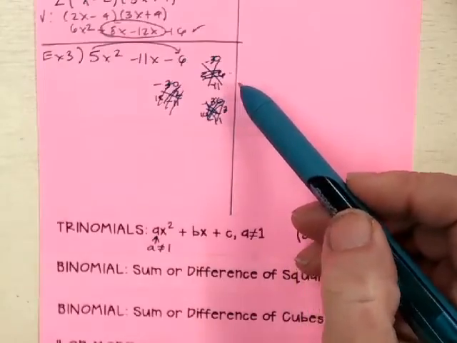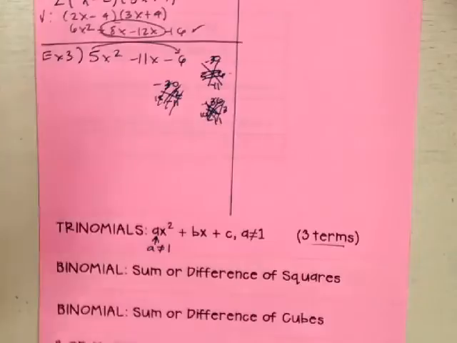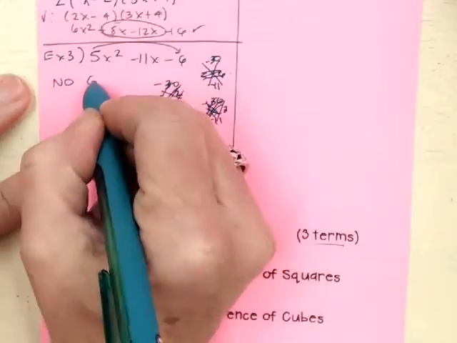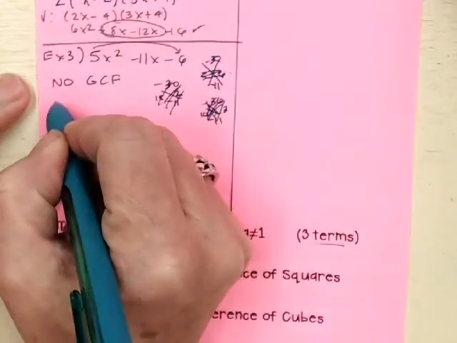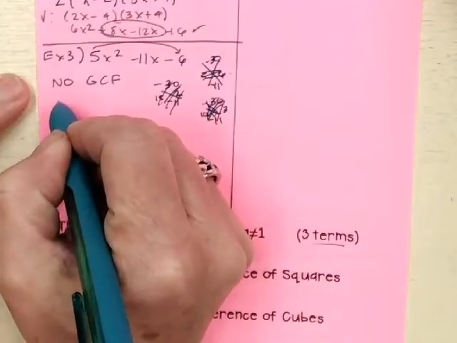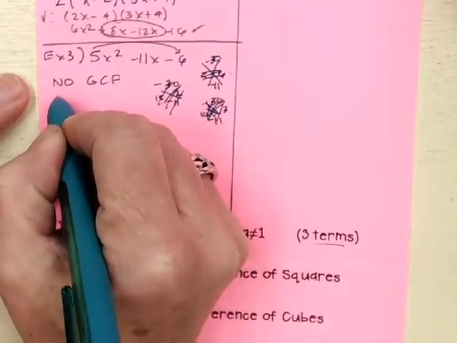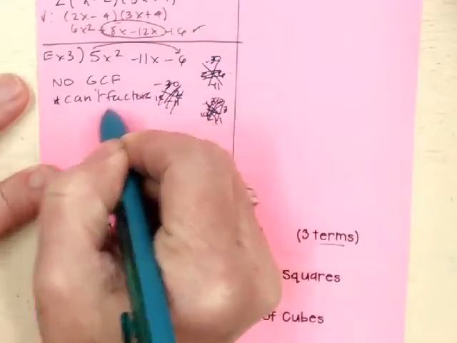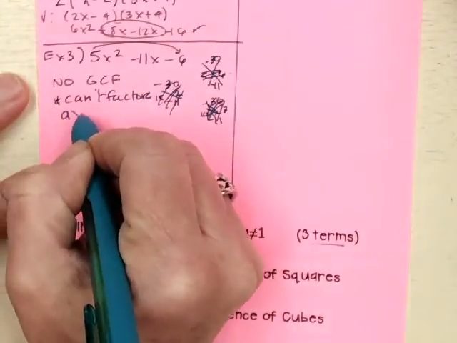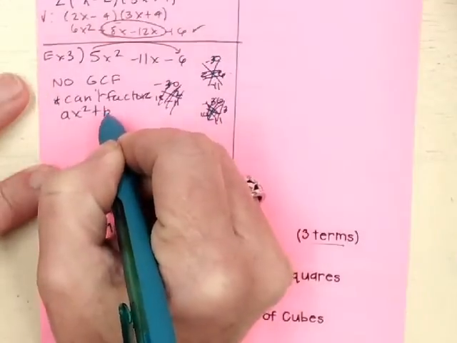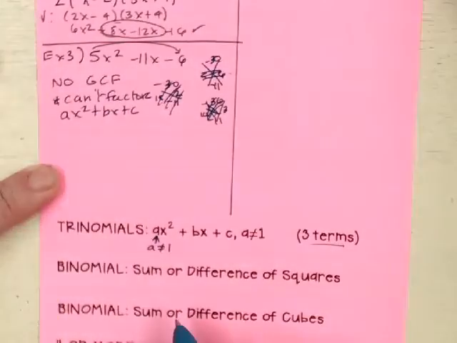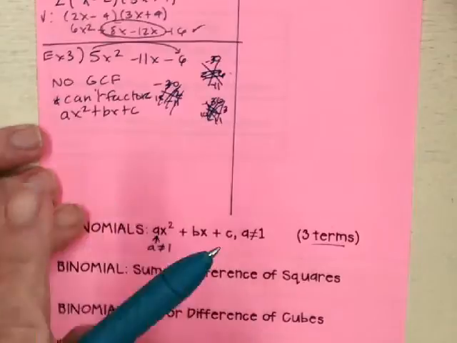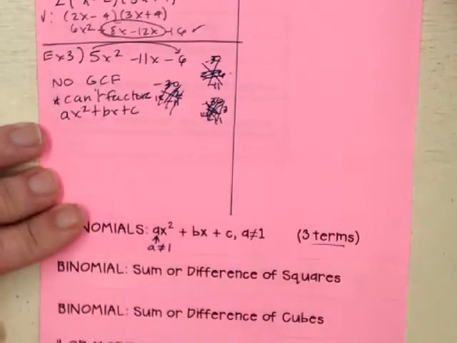So if there's absolutely nothing I can do, no GCF, and I can't factor, it won't factor with what we know how to do. So here's your answer for that. If nothing works, it has to be nothing. I can't stress that enough.